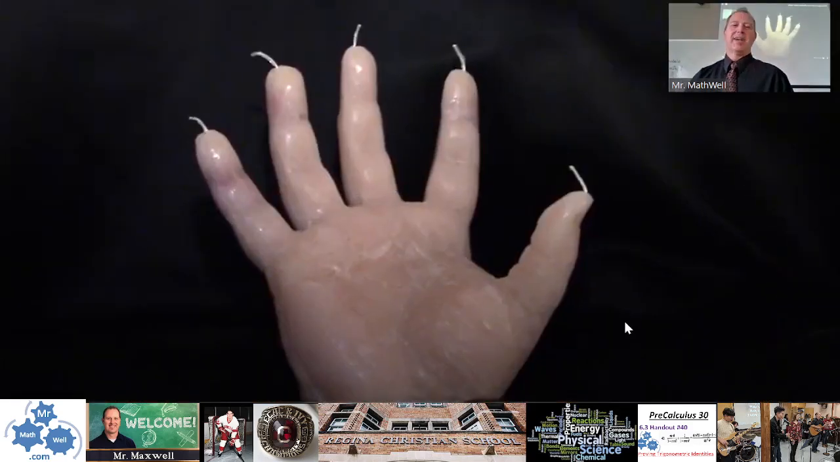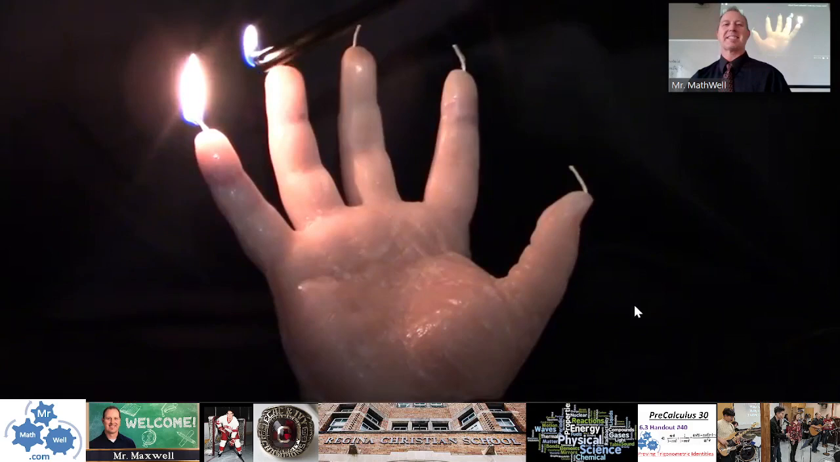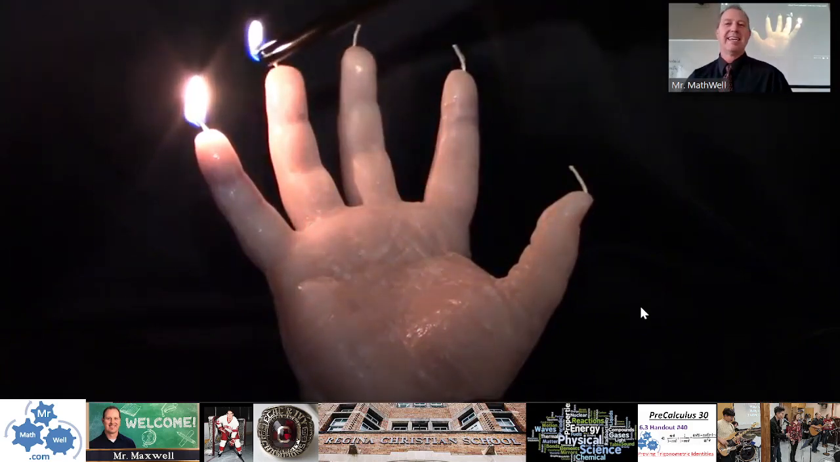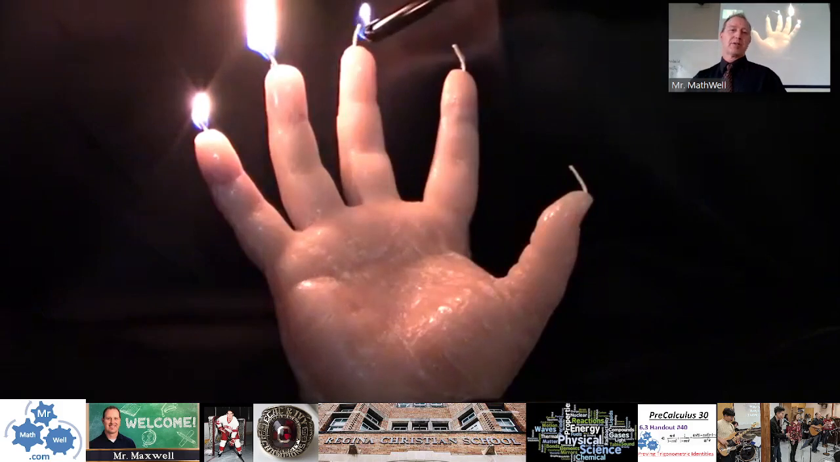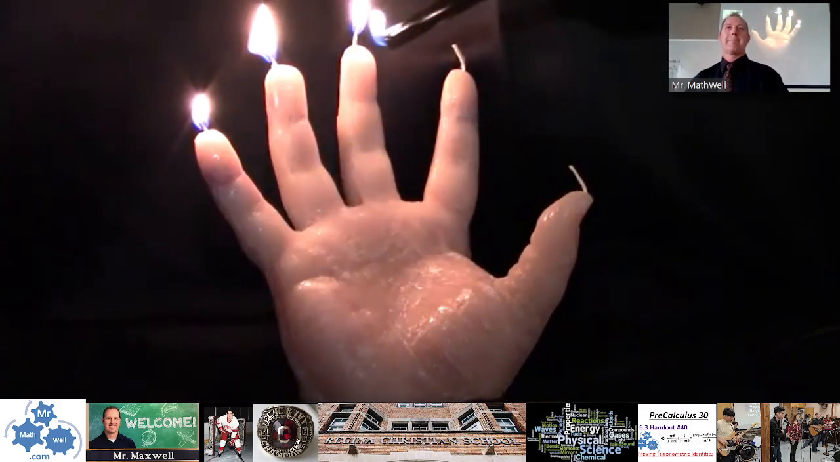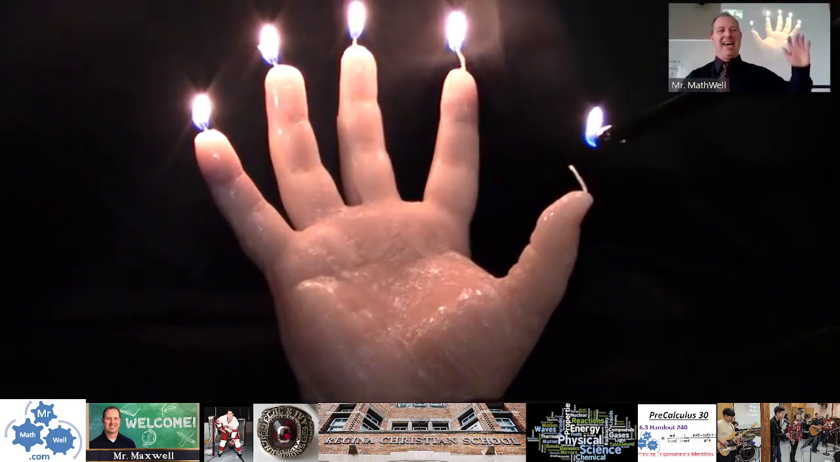Okay, so this one I just thought high school kids would think is kind of cool. But anyways, it's a candle. It's made to look like a hand. And of course, when you burn a candle, is that a physical change or a chemical change that's happening there? It's physical, yeah.